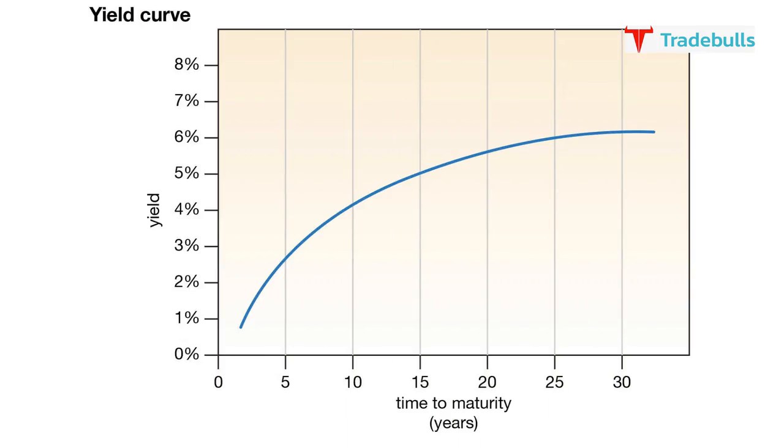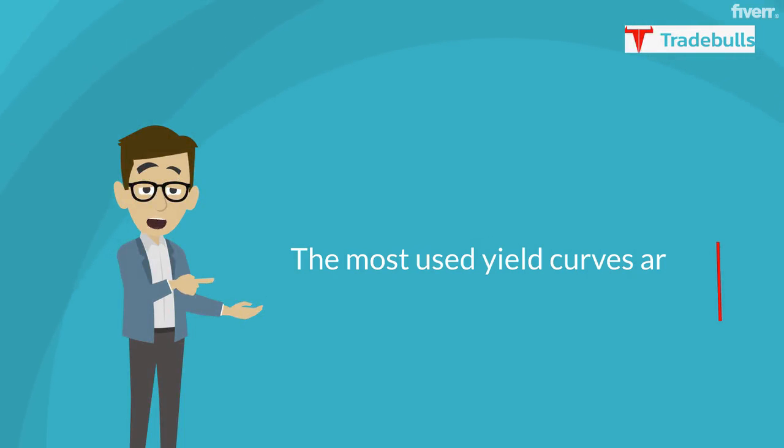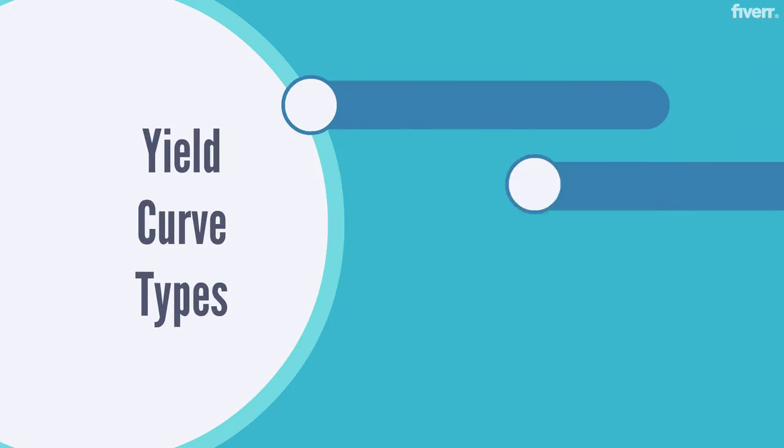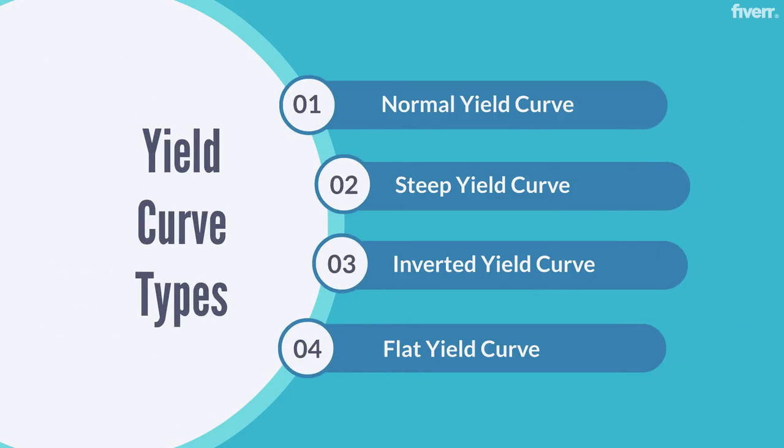maturity dates. The most used yield curves are 2 years, 10 years, and 30 years. The comparison is made between these yield curves only. There are generally 4 types of yield curve.